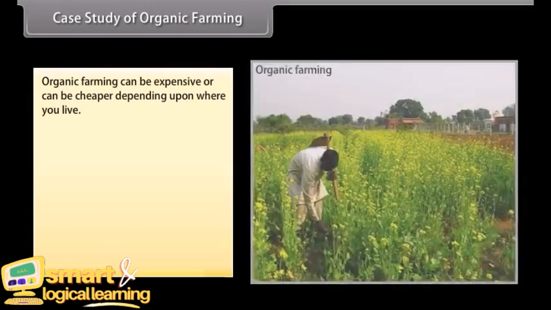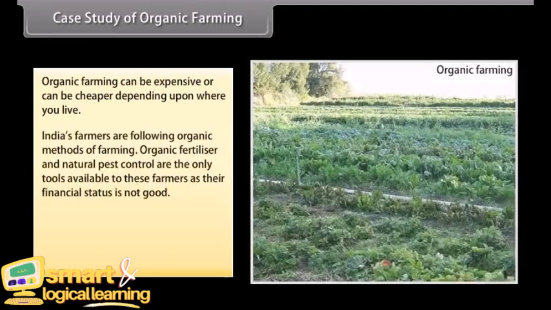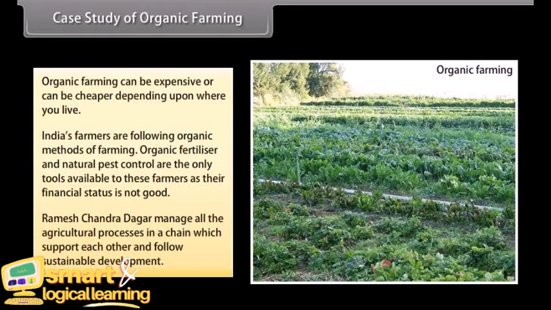Case study of organic farming. Organic farming can be expensive or can be cheaper depending upon where you live. India's farmers are following organic methods of farming. Organic fertilizer and natural pest control are the only tools available to these farmers as their financial status is not good. Ramesh Chandra Dagar manage all the agricultural processes in a chain which support each other and follow sustainable development.